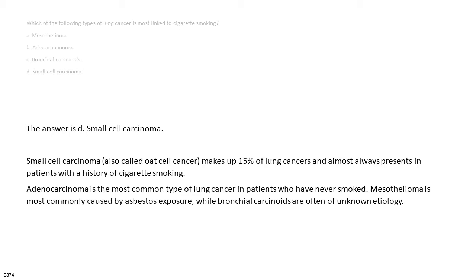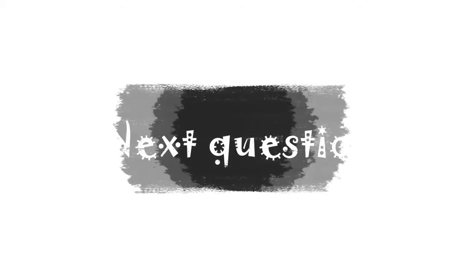Adenocarcinoma is the most common type of lung cancer in patients who have never smoked. Mesothelioma is most commonly caused by asbestos exposure, while bronchial carcinoids are often of unknown etiology.